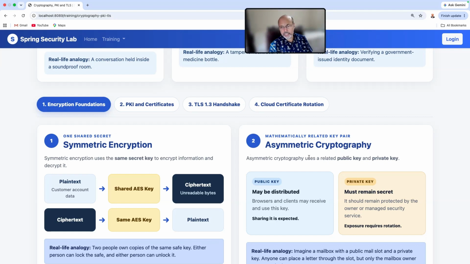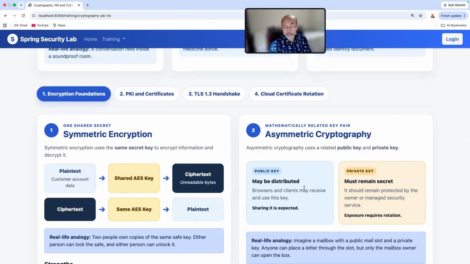Asymmetric cryptography uses two different keys, a public key and a private key. The public key is like our phone number or email ID, widely shared. Browsers and clients may receive and use these keys, no worries. Sharing it is expected. The private key is our secret that we do not give out. We keep this to ourselves. It should remain protected by the owner or a managed security service.